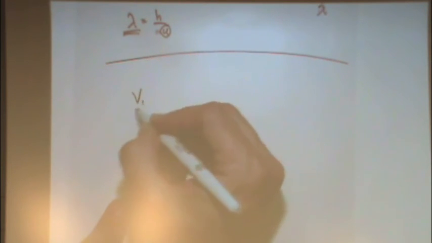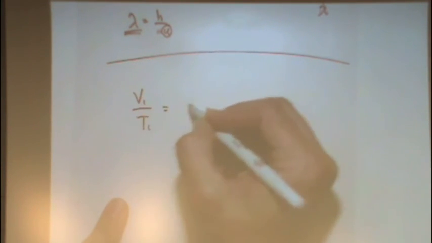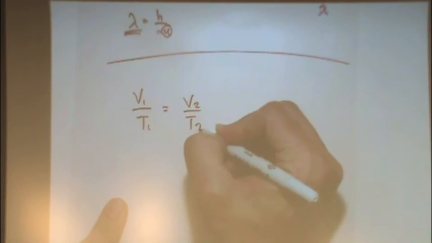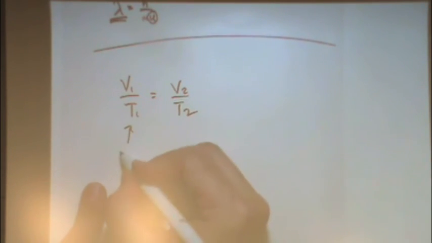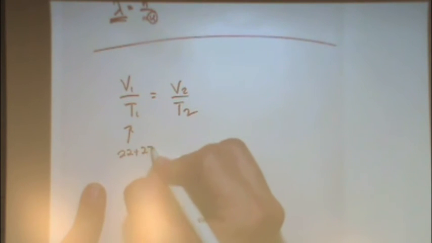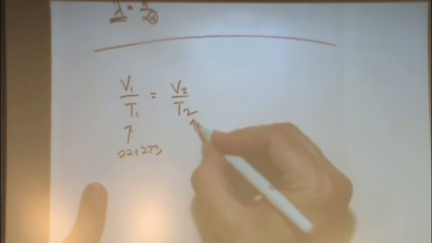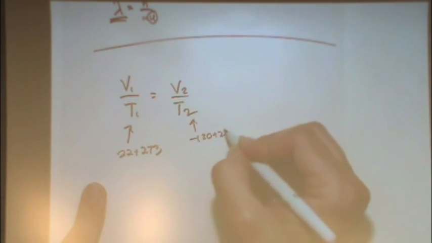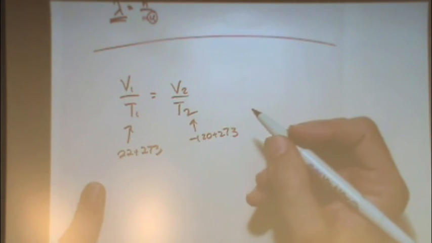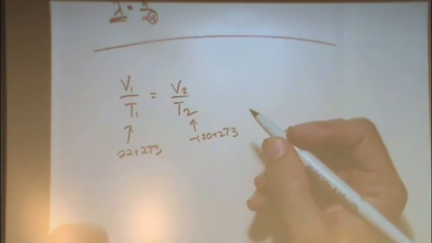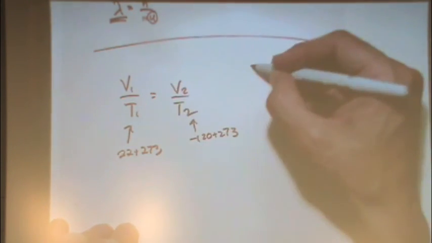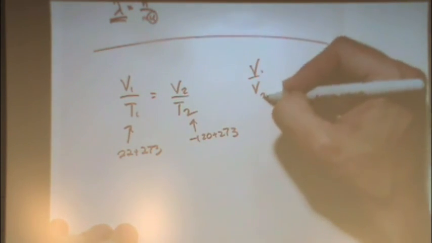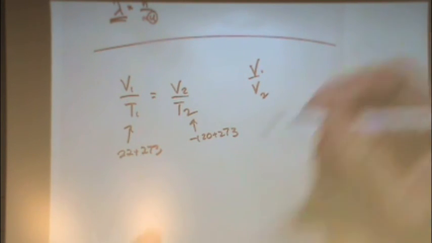So, a lot of you are in a good mood tonight. I like that. So, initial temperature, 22, which you had to add 273 to. This is minus 120, which you also added 273 to. And you want to know the fraction of the original volume. So the original volume is V1, right? So you want to know this. Is that okay? And it looks like just a fraction, so whatever that fraction is.